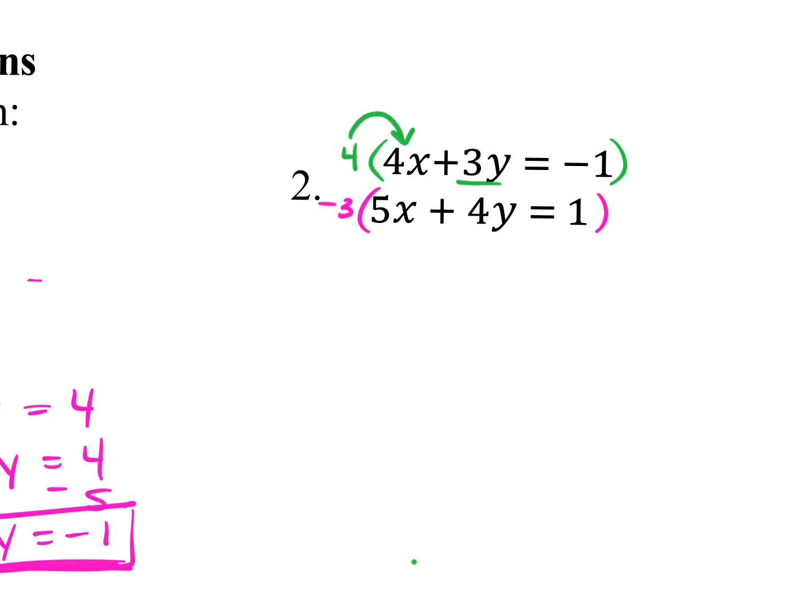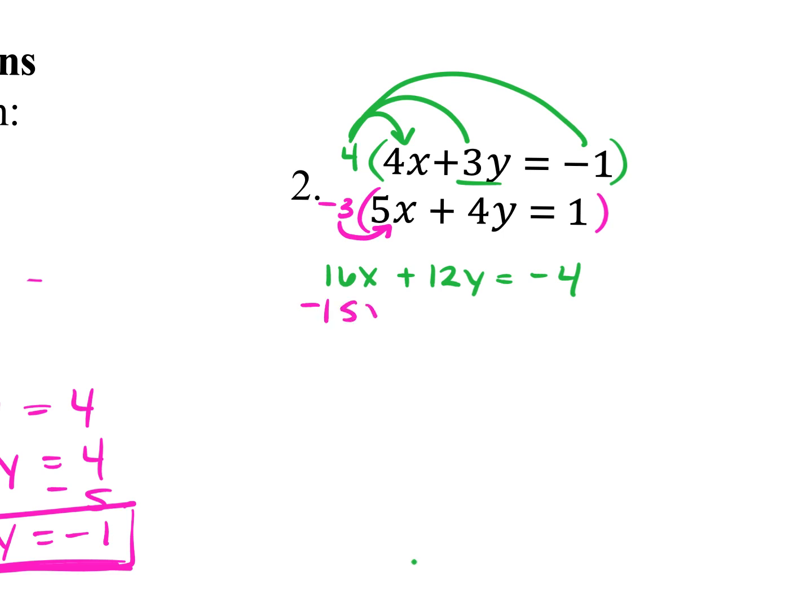So this is 4 times 4x, so 16x. 4 times 3y is 12y. And then 4 times -1 is -4. Okay, then we go to the bottom one. This is a -15x. This is a -12y. And a -3.